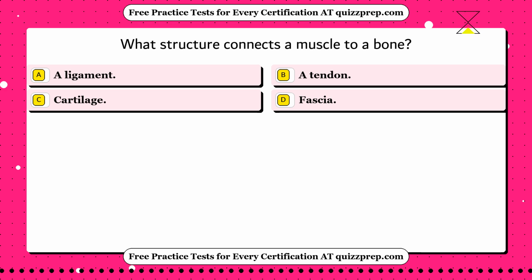Question 6. What structure connects a muscle to a bone? Option A. A ligament. Option B. A tendon. Option C. Cartilage. Option D. Fascia.